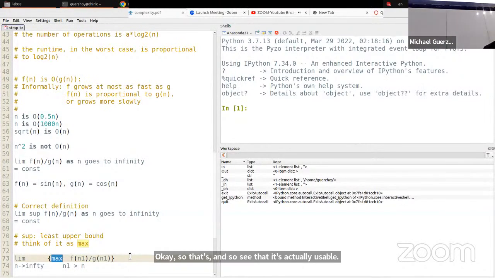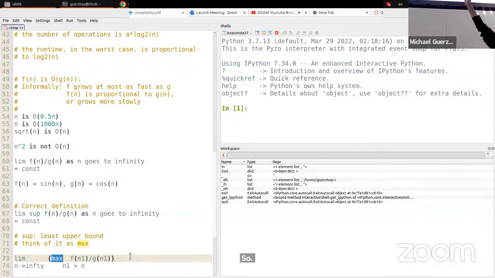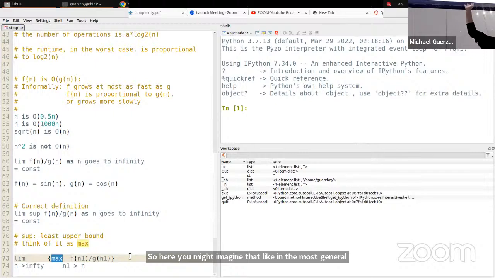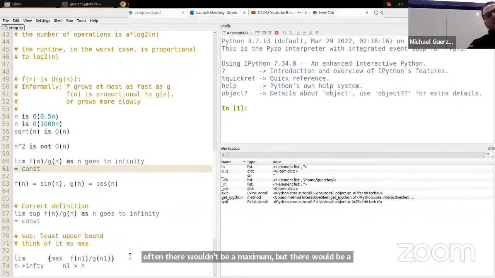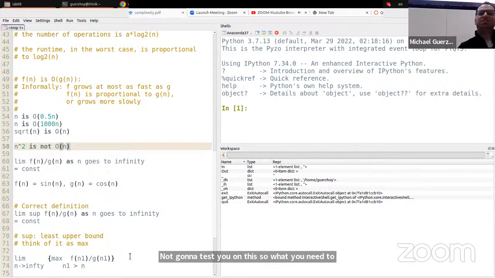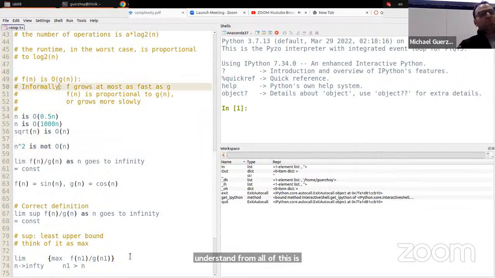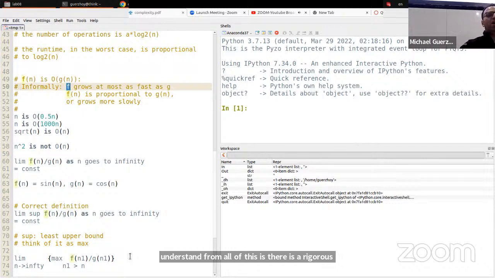So here you might imagine that, like in the most general case, there would not be a maximum. In fact, quite often there wouldn't be a maximum, but there would be a sup. Not going to test you on this. So what you need to understand from all of this is there is a rigorous definition. And also informally, we're looking at, does f grow as fast as g or less?